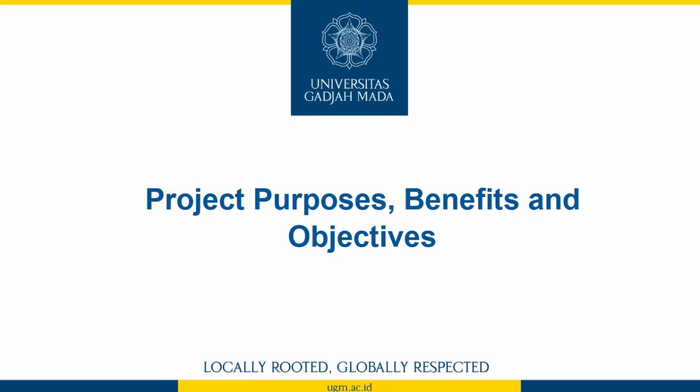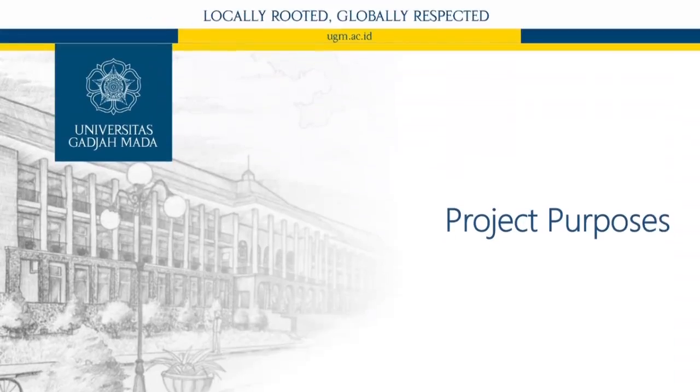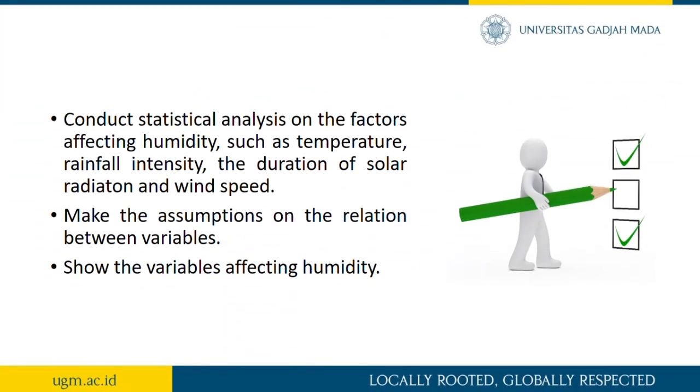The purposes of this project are: the first is to conduct statistical analysis on the factors affecting humidity, and we determine the factors as temperature, rainfall intensity, the duration of solar radiation, and wind speed. This project is also to make assumptions on the relation between each variable, and also to show how variables such as temperature, rainfall intensity, the duration of solar radiation, and wind speed affect humidity.